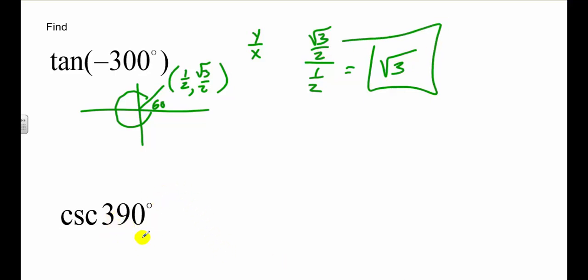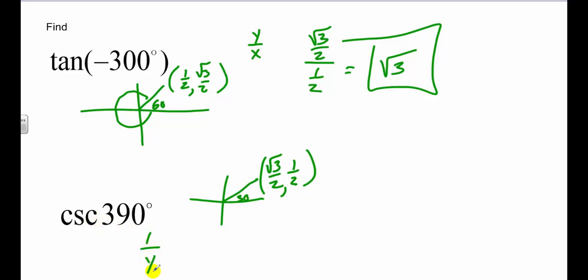The cosecant of 390. 360 puts me back here. 390 gives me 30 more degrees up. I know my x and y values are root 3 over 2 and a half. And I need a cosecant, which is 1 over my y. So in this case, my y is a half. So I have 1 over 1/2, which is equal to 2.